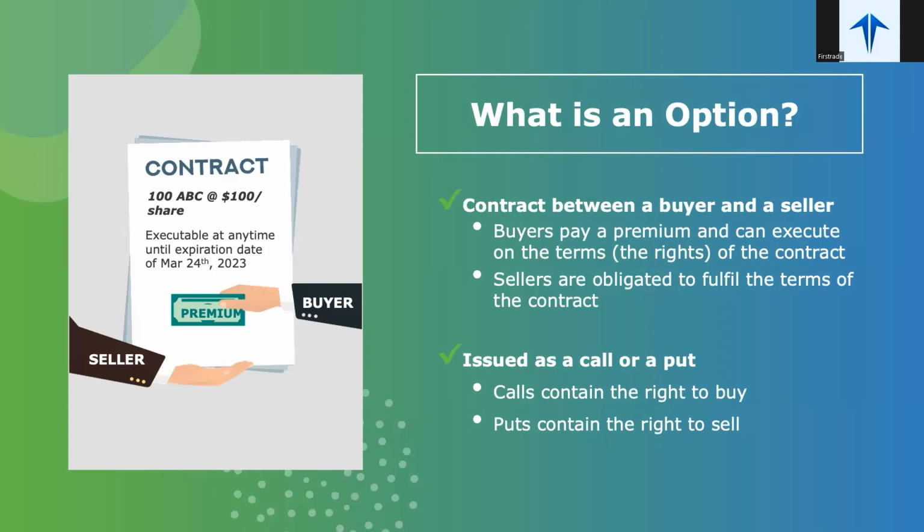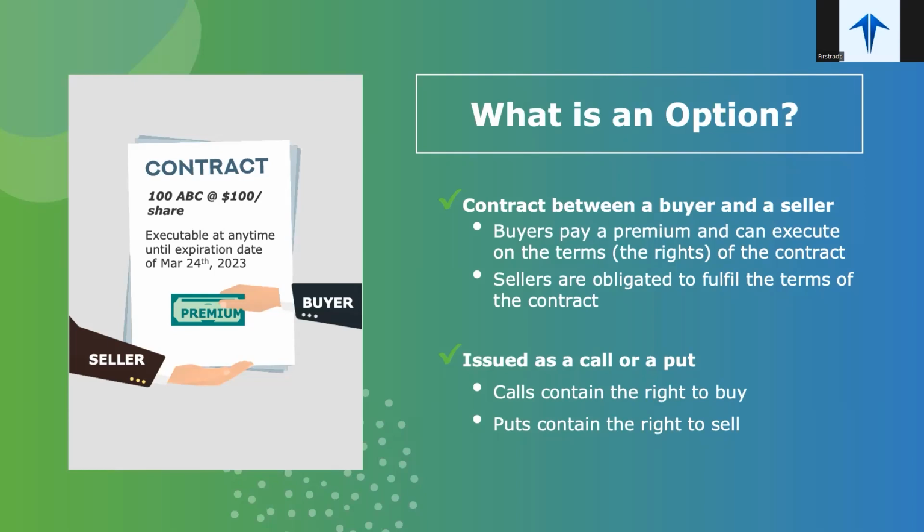So that means if this is a call option and I'm the buyer that paid a premium for it, I own the right to buy, which means I want ABC to go up well above $100 per share, as much as possible, before this contract expires, which is March 24th, 2023. So the difference is this has an expiration date and terms attached to it, whereas stock does not. And we're going to dive deeper into that.